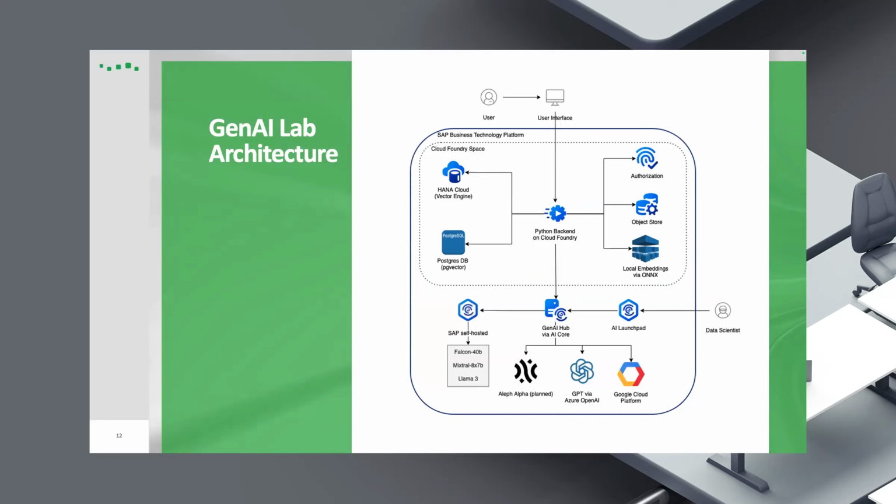First, we have a user interface, of course, that the user can interact with. After the user interface, we need a backend, which in this case is a Python backend on Cloud Foundry, with an underlying database. One can basically choose between HANA Cloud and Postgres. Both have possibilities to save those text embeddings as vectors. That's why one needs the vector engine, for example, of HANA Cloud.